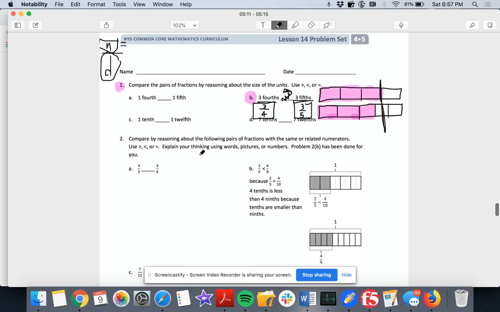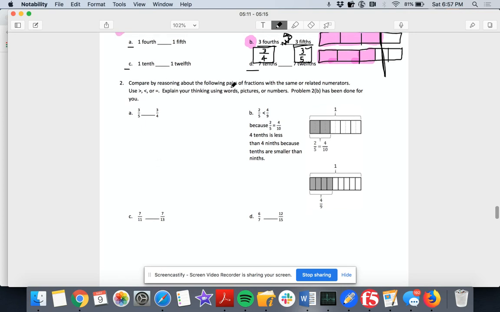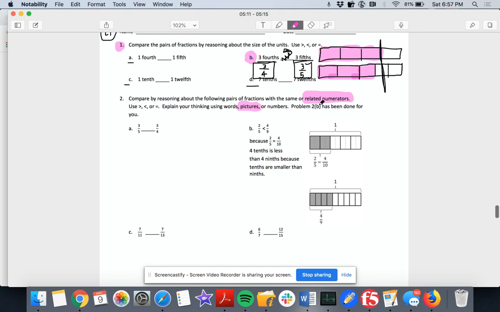Okay. So I want you guys to try A, C, and D on your own. Problem 2 asks us to compare by reasoning about the following pairs of fractions with the same or related numerators. So once again, our number on top, our numerator, is going to be the same, using greater than, less than, or equal. And I want you guys to continue to use pictures, specifically tape diagrams, area models, chocolate bars, whatever you want to call them, for these problems, just to showcase what you're thinking. Okay.